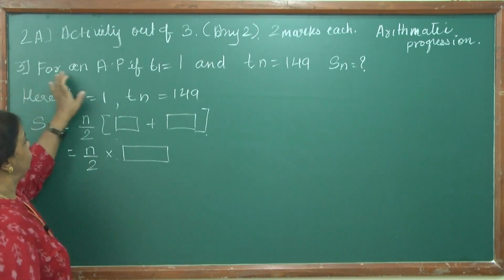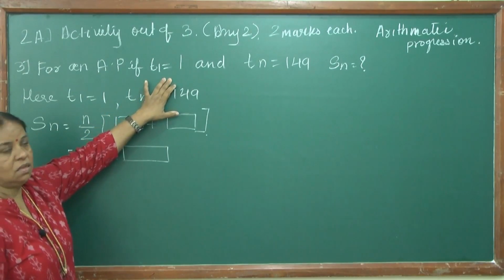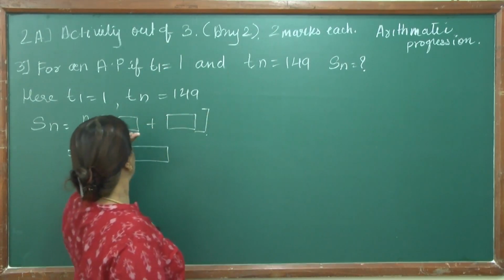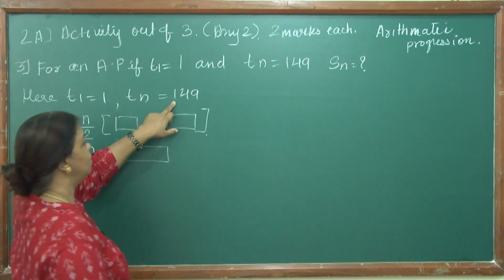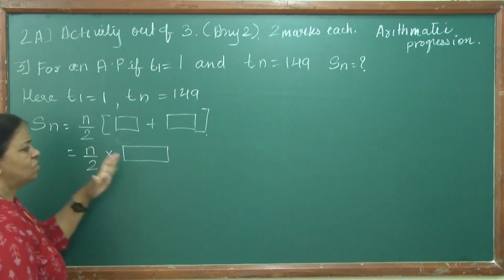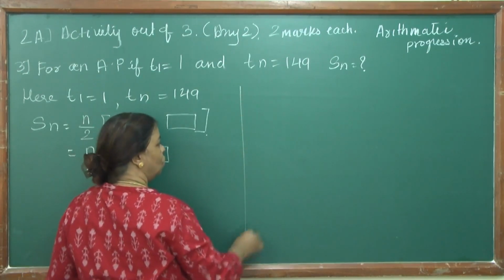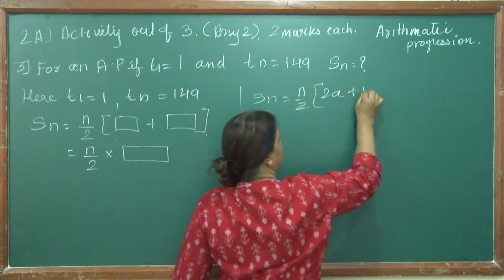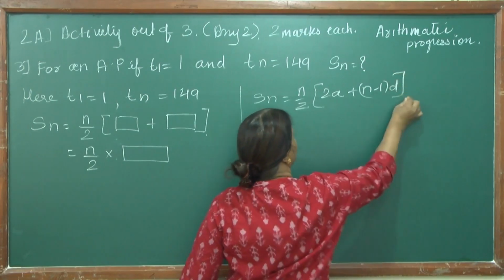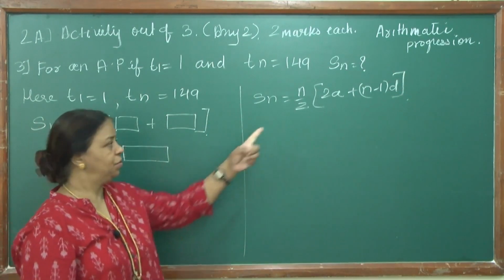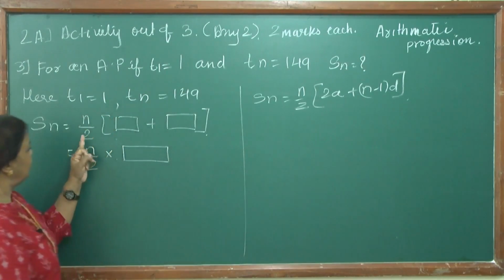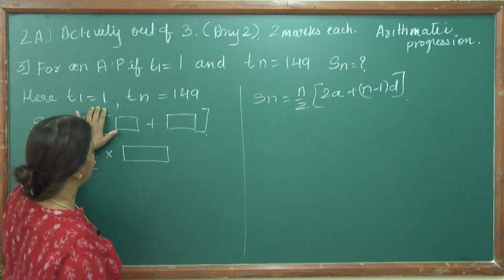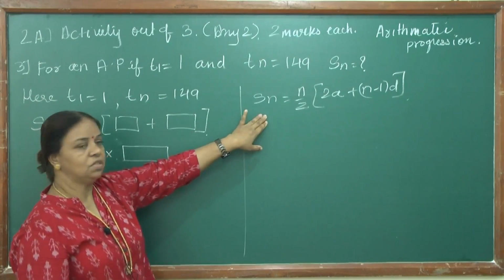Third question. For an AP, if T1 is 1 and Tn is 149, we have to find out Sn. We need to find Sn. As soon as Sn comes, immediately the formula Sn is equal to n upon 2 (2a plus (n minus 1) into d) comes in your brain. But here a is given and d we do not know, so we can't use this formula, children.